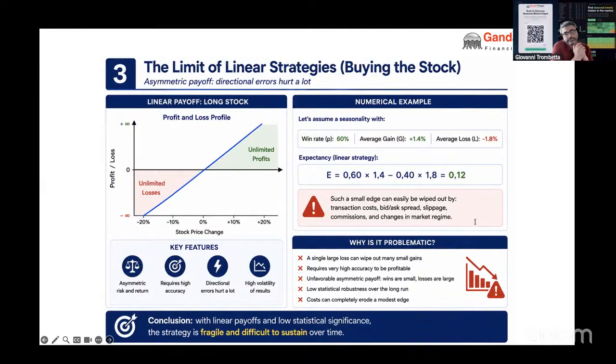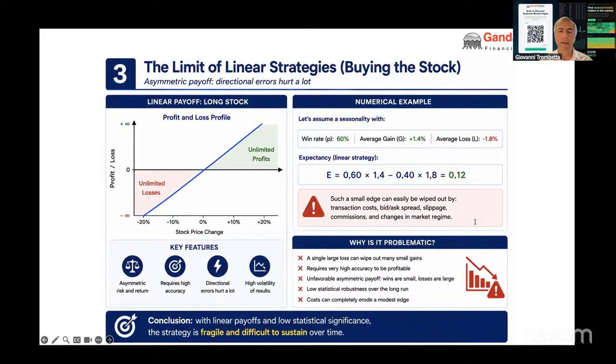And why is this problematic for us? One large loss can erase several small gains. High accuracy is required just to stay profitable. The payoff profile is not helping us. It amplifies the consequences of forecasting errors, in our case, and statistical robustness remains low. So the problem is not only the quality of the signal, the problem is also the payoff structure used to exploit that signal. So what if we could redesign the payoff itself? Exactly what we're going to do now.